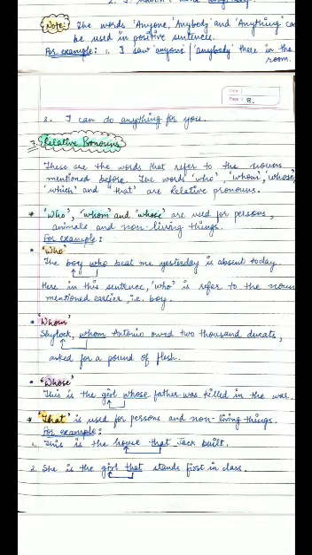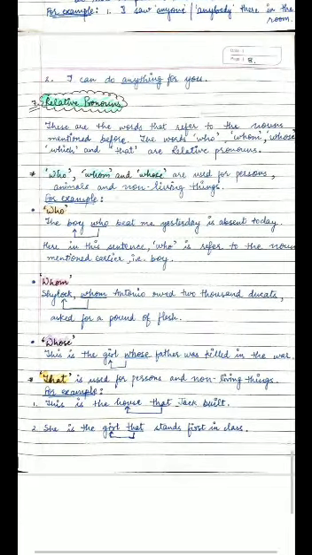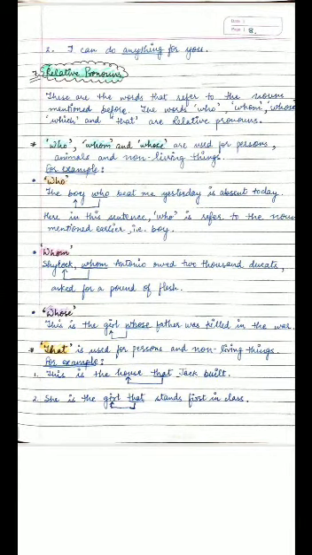That is used for persons and non-living things. For example, this is the house that Jack built. Now that is again a relative pronoun and it is used for the word house. Now we can see another example. She is the girl that stands first in class. Now the relative pronoun that is used for the noun girl.